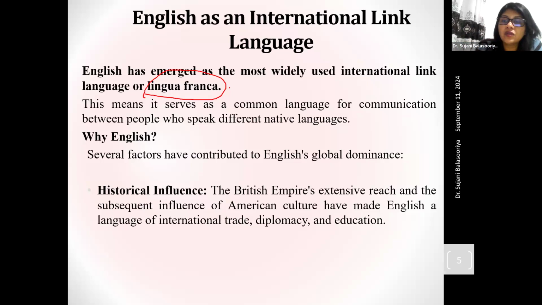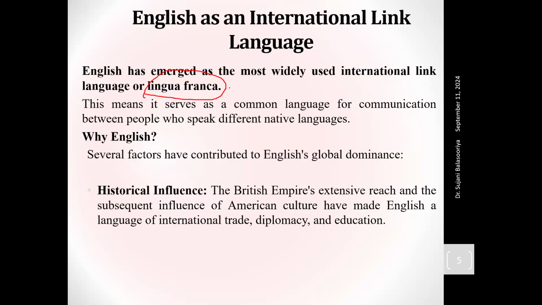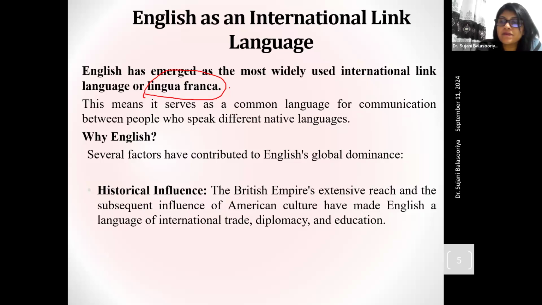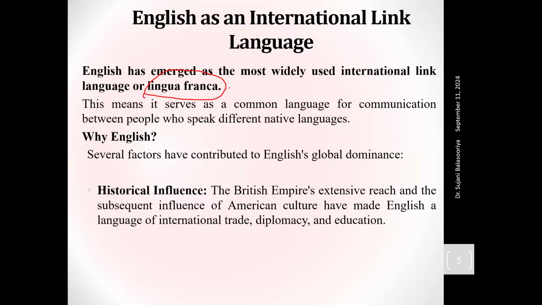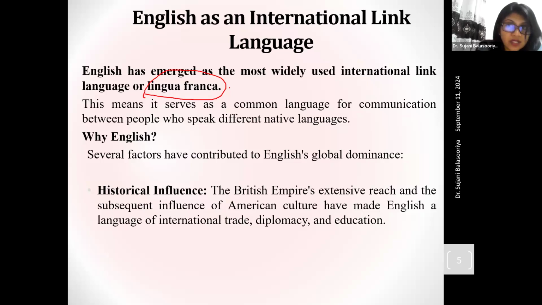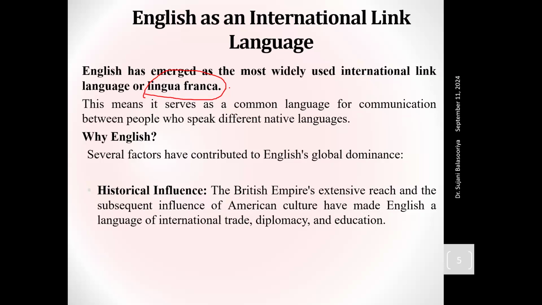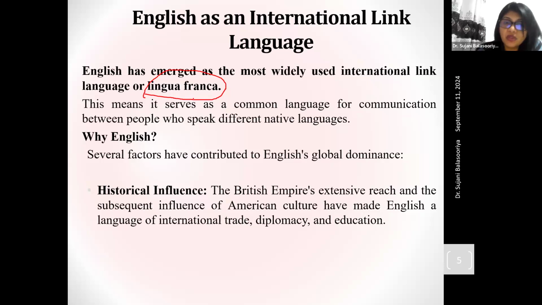Yes? No idea, madam. Any other student? No idea, madam. Right. Which means you have not heard this term? No, madam. Right. Actually, you need to be familiar with this term, lingua franca. Usually we use the word lingua franca with the English language, right?